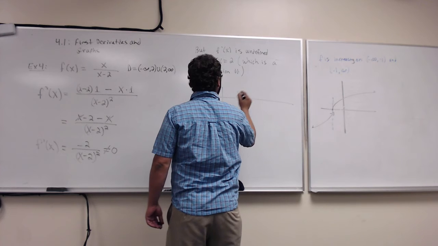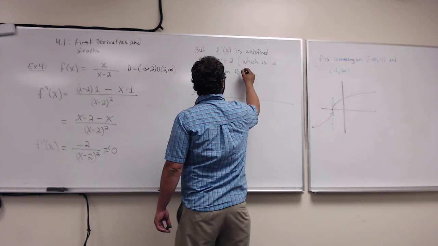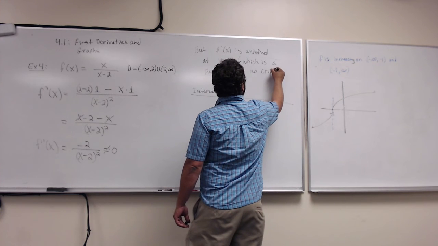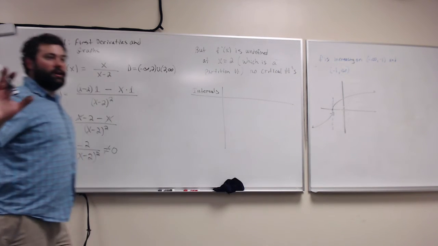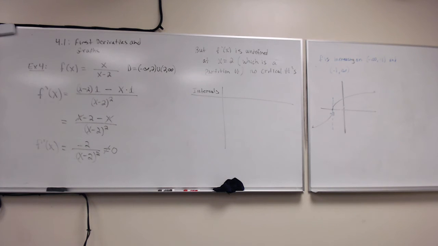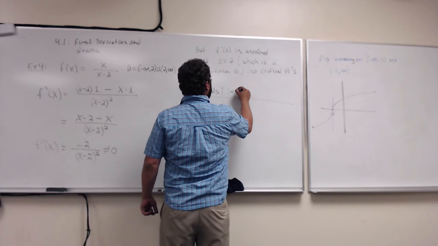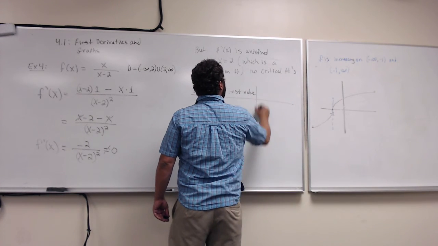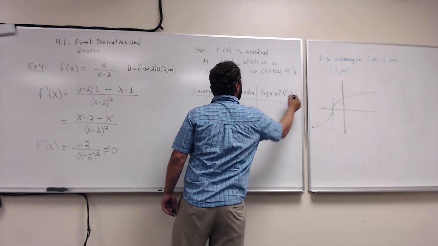You can write down, sorry, I forgot to write this, which is a partition number. There's actually no critical numbers this time. So sorry, I forgot to write that piece. Okay. So you get a partition number, but not a critical number. We'll take a test value, and then we'll note the sign of f prime of x.